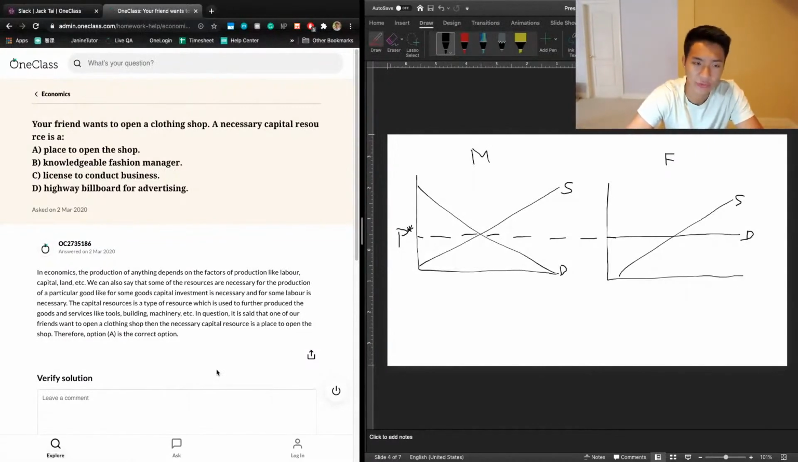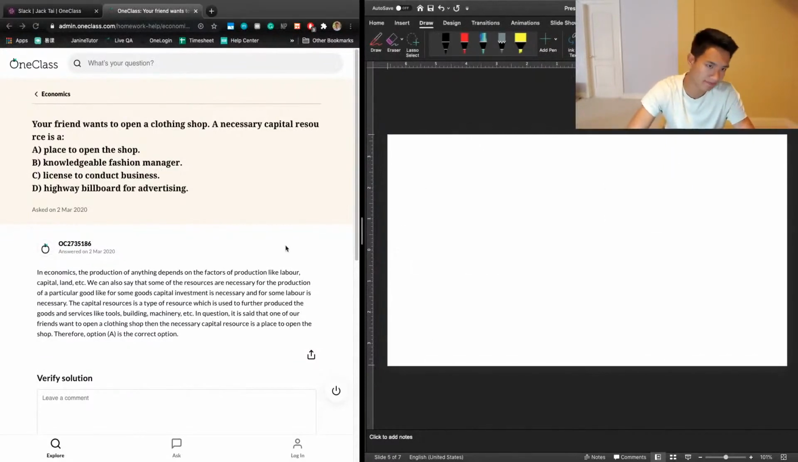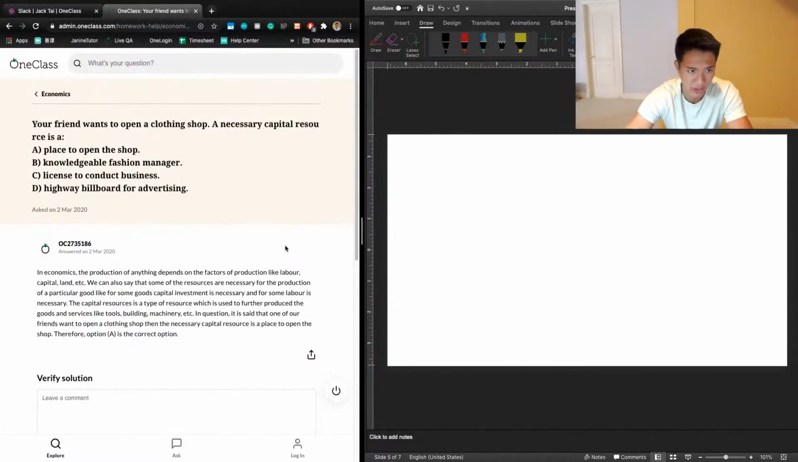Next question says, your friend wants to open a clothing shop. A necessary capital resource is A, place to open the shop. B, knowledgeable fashion manager. C, license to conduct business. Or D, highway billboard for advertising.